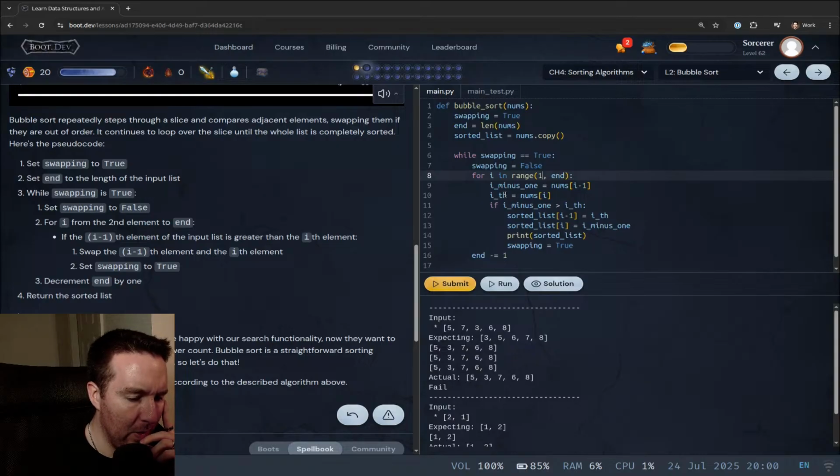I'm just catching it as a variable just so it's a little less messy. So then if the i minus 1th element is greater than the ith element, then swap. I minus 1th element of the input list is greater than the ith element.